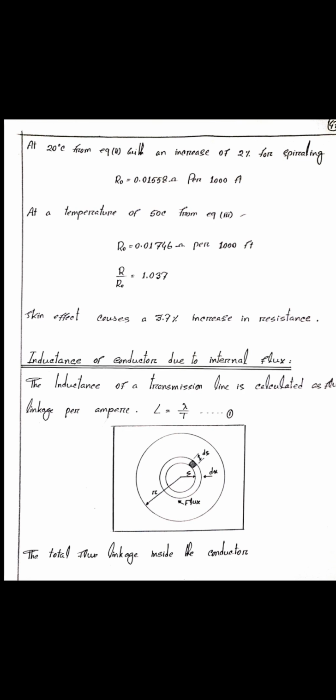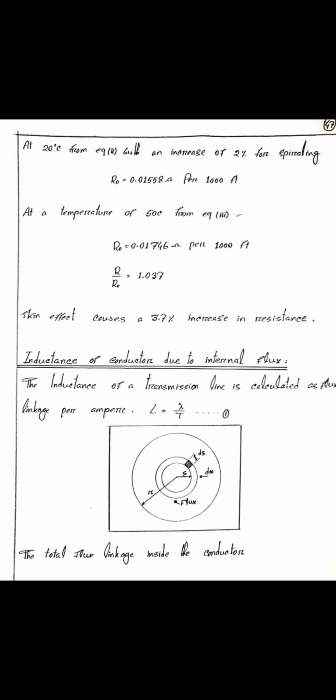Resistance of transmission lines. The effective resistance of the conductor is R equal to power loss in conductor by modulus I square. The DC resistance is given by the equation R naught equal rho L by A. The variation of resistance of metallic conductor with temperature is R2 by R1 equal T plus T2 by T plus T1. Example and solution. Schematic shows a 7% increase in resistance.